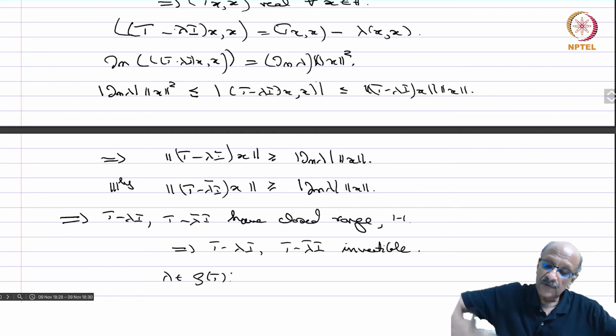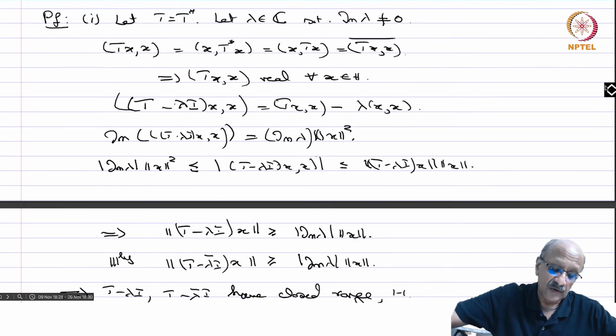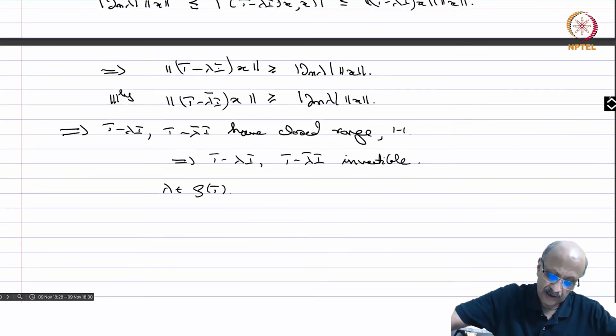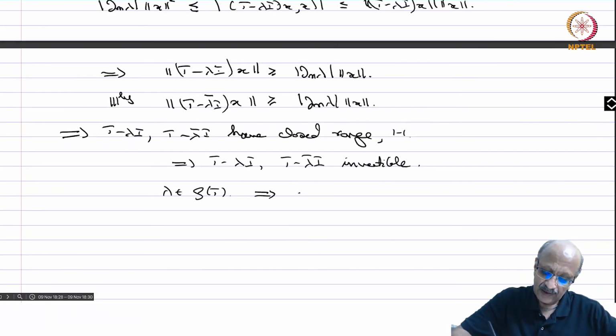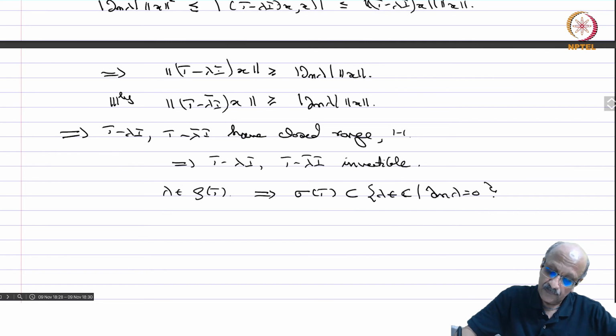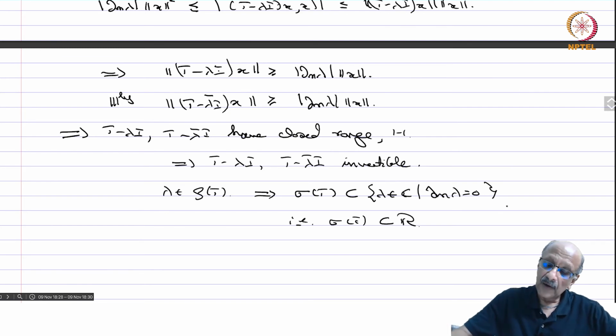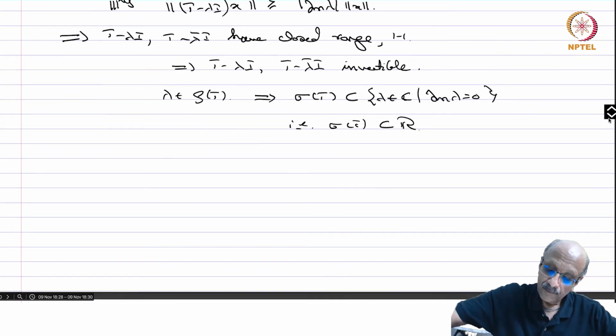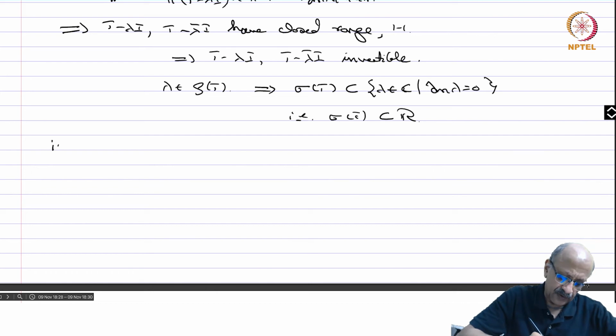Okay, so if the imaginary part of lambda is not 0, then lambda is in the rho of T, and therefore this implies that sigma T is contained in the set of all lambda in C such that the imaginary part of lambda equals 0, that is, sigma T is contained in R. So that proves the first relationship. So now look at 2.